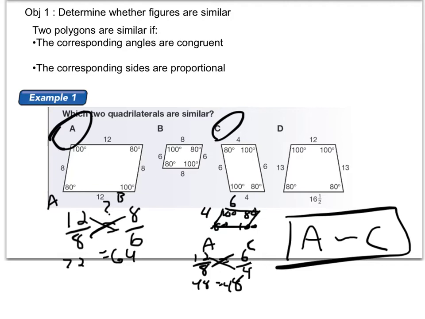Now what about D? Well, if you look at D, if we try to match up the angles, 100 and 100, then 80 and 100 are in the same spot. So those cannot be similar. So A and C are the only two similar ones. And again, we found that by using cross products, solving a proportion. All right, let's go ahead and go to the next slide.